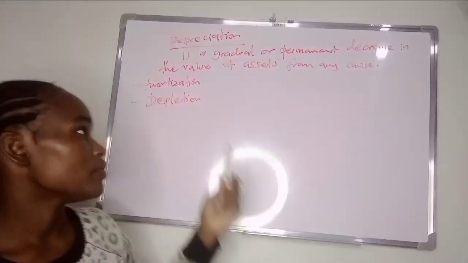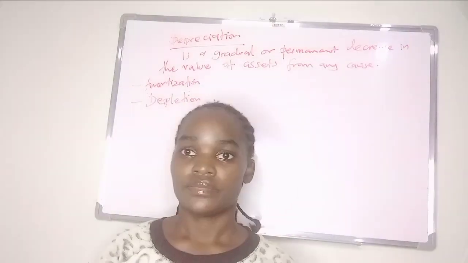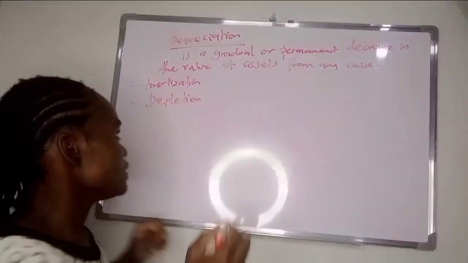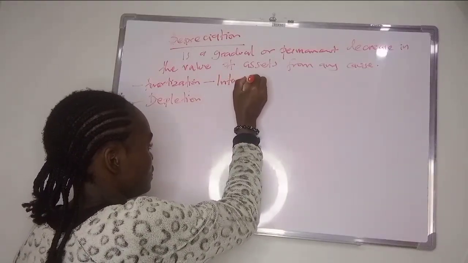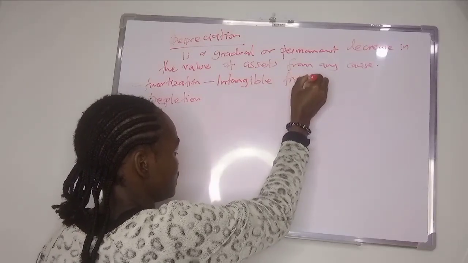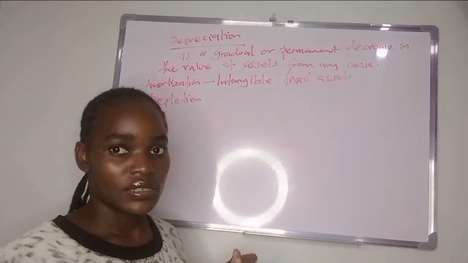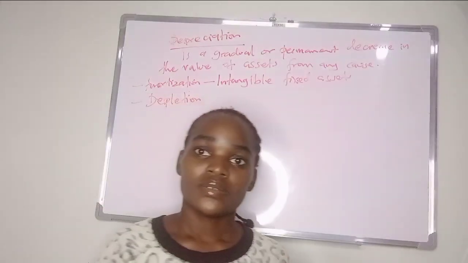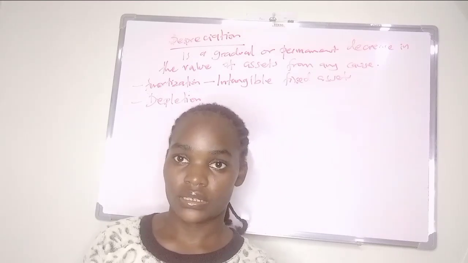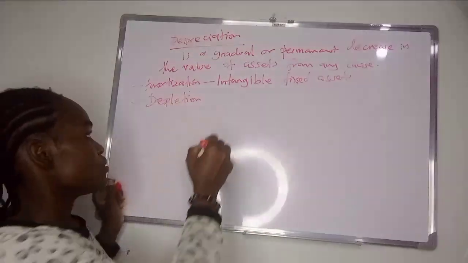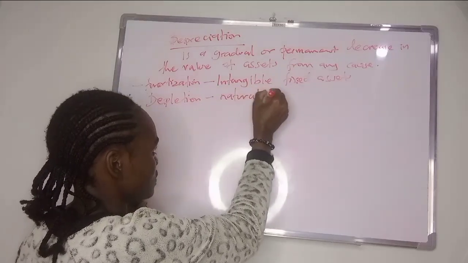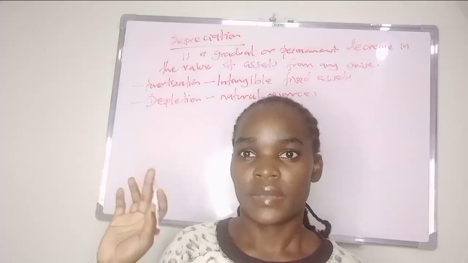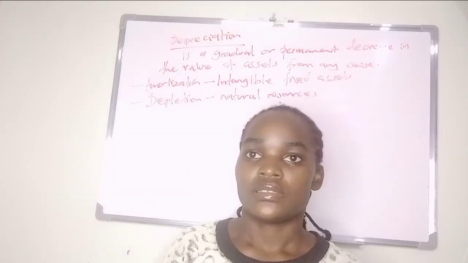And then we have amortization. Depreciation is for tangible fixed assets. Then amortization is for intangible fixed assets. We have things like goodwill, software, things like that. So intangible fixed assets amortize, they don't depreciate. Then depletion is for natural resources. Natural resources, things like oil, coal, they deplete, they don't depreciate.